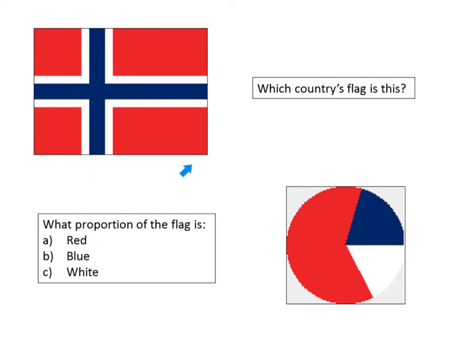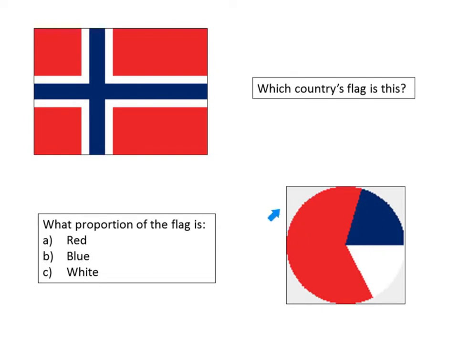So we can see in this flag, which is the flag of Norway, well done, that there's lots of red going on. So there's a bigger proportion of red than there is of the blue and the yellow. So that's why in the pie chart there is more red there.